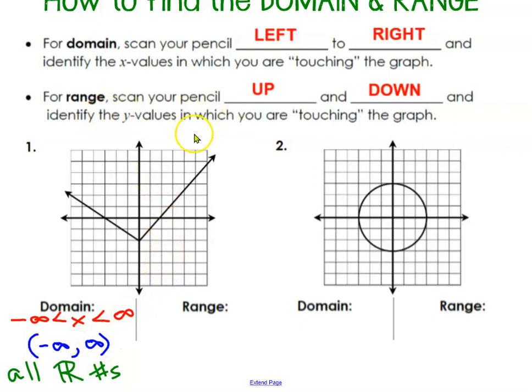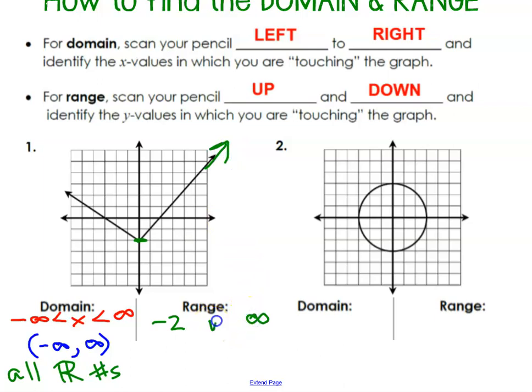Now the range is when you scan your pencil up and down. So we're looking to see how far up the graph goes, and as I'm moving up, I see that the graph has arrows that point in that direction. But as I move my eyes down the graph, it actually stops right here and doesn't go any further. Now I know it stops there, and the graph actually touches that point. So that means that the lowest the graph can go is -2. The highest the graph can go is infinity.